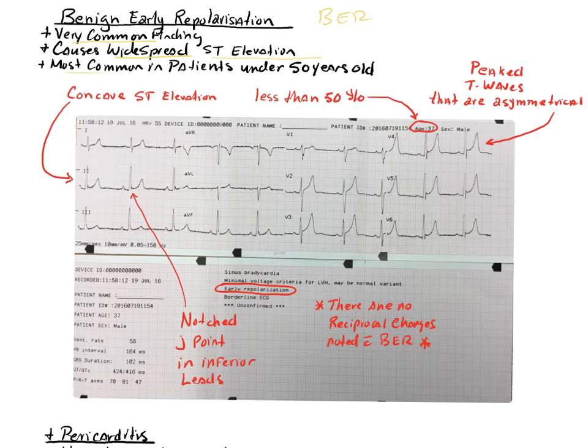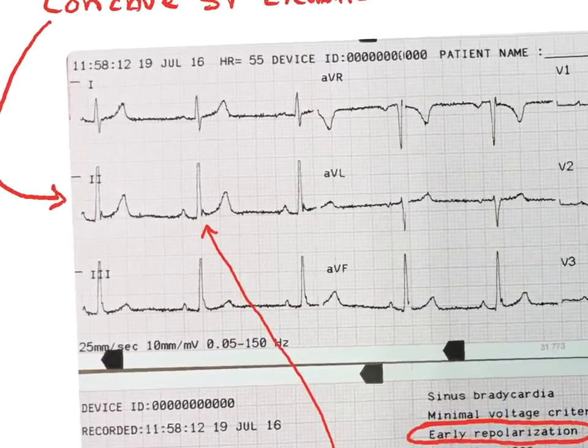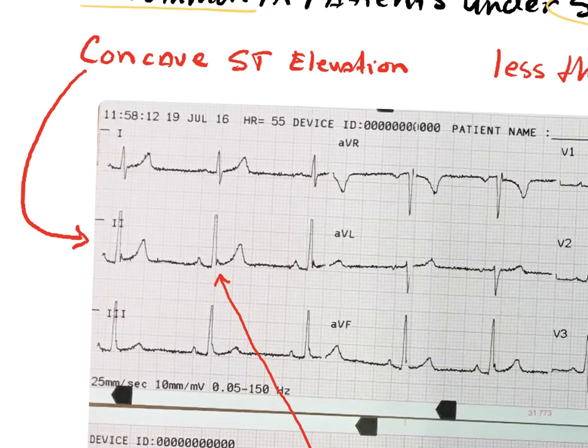This is most common in patients under 50 years old. You virtually never see this in people 70 and over, and it's more rare in 50 to 70-year-olds. So this tends to be a young phenomenon, and it tends to be fairly healthy. It's benign, not generally a problem. It does cause ST elevation, though, but the kind of ST elevation it causes is known as concave.